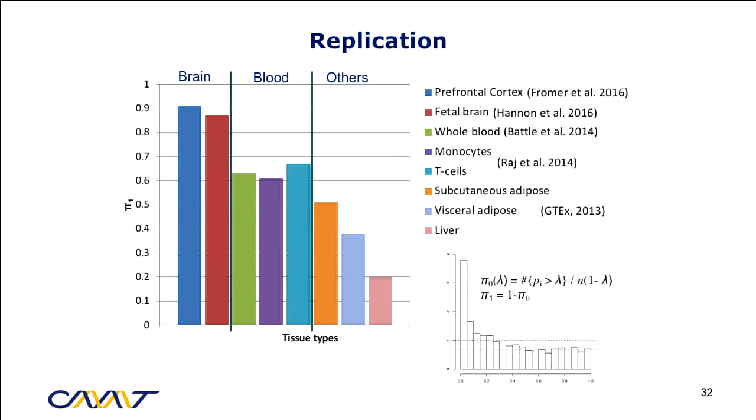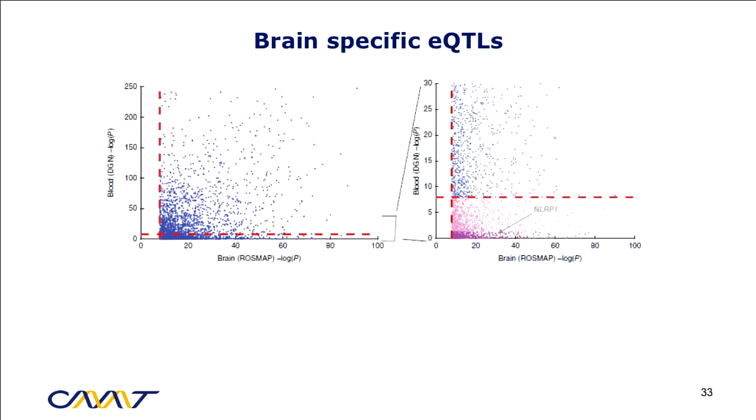Now, although there's high replication between brain and blood, if we were to plot the p-values for brain and p-values for blood, you'll notice that there are certainly associations where you have a super low p-value for brain and not for blood, and vice versa. So there are definitely some eQTLs that are brain specific, meaning we cannot simply just draw blood and then hope that it will get us all the brain XQTLs.